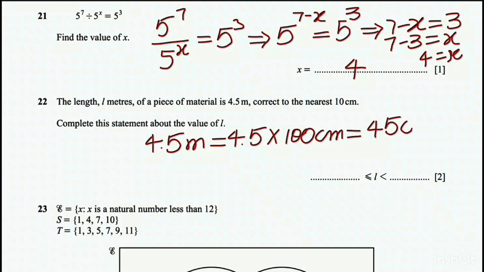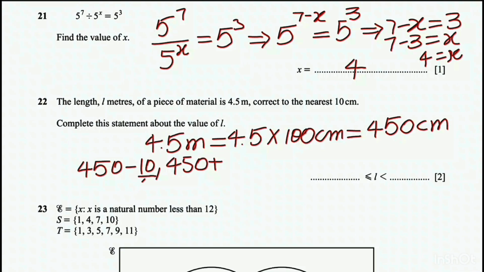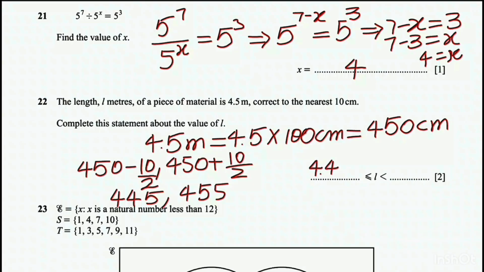So this is correct to the nearest 10 centimeters, so we have to subtract and add 10 divided by 2. 10 by 2 means 5. So 450 minus 5 is 445, and 450 plus 5 is 455. So lower bound is 445, upper bound is 455. So in meters, lower bound is 4.45 and upper bound is 4.55.